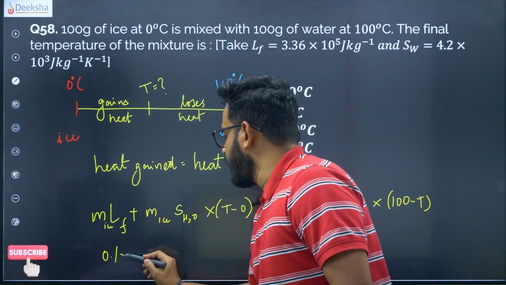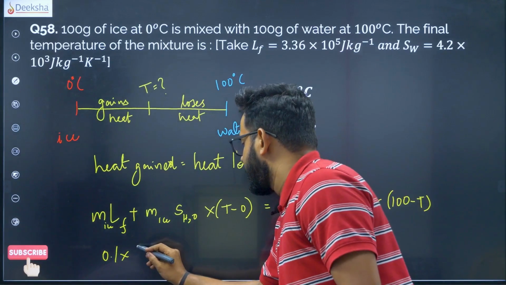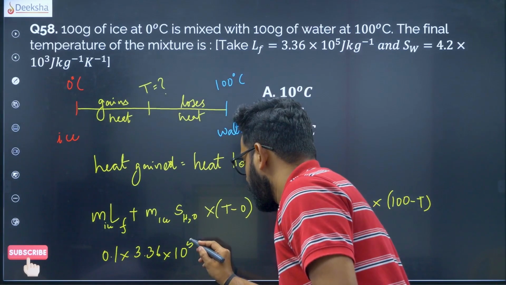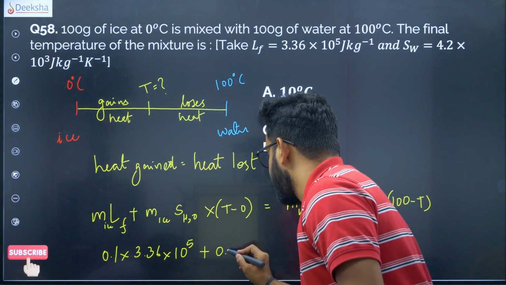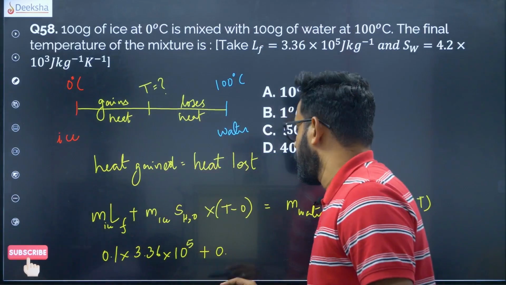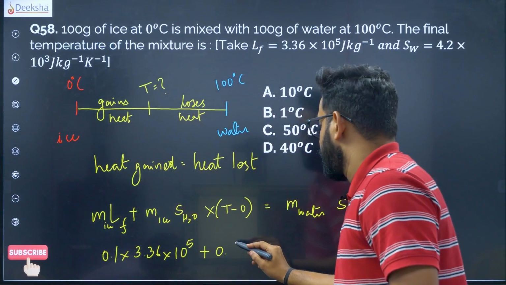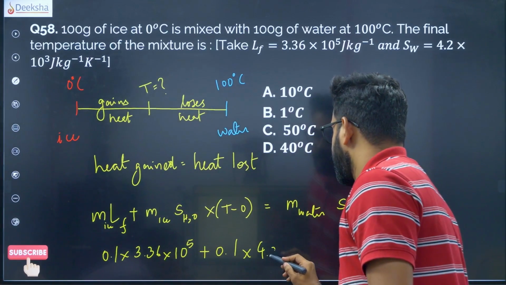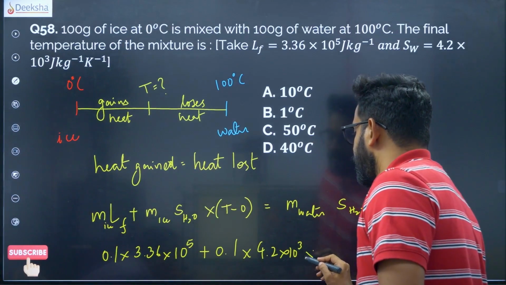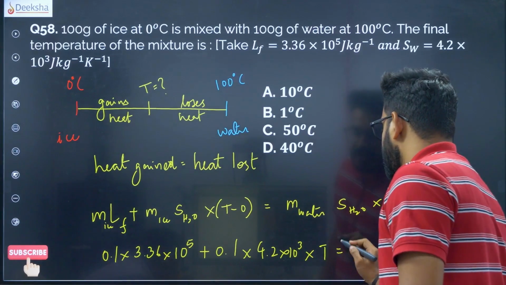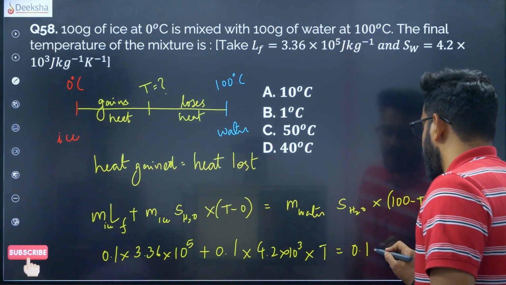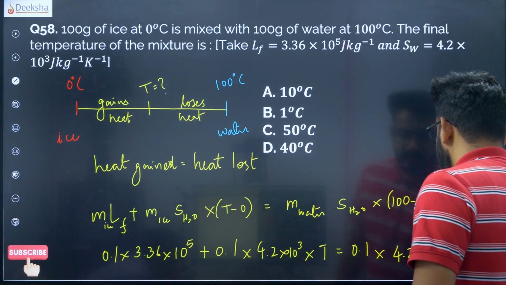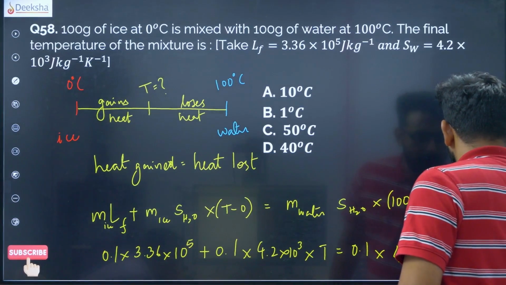M is 0.1 into L, which is 3.36 into 10 to the power 5, plus 0.1 into 4.2 into 10 to the power 3 into T, which is equal to the mass of water, once again 100 grams, 0.1, into 4.2 into 10 to the power 3 into 100 minus T. Now you have to solve for T, that's all.